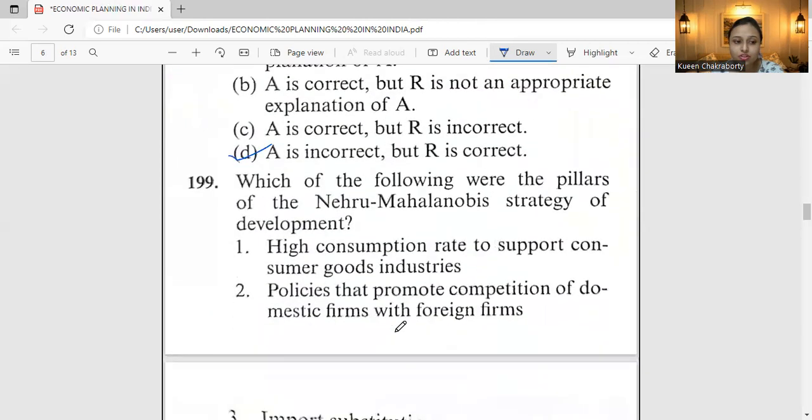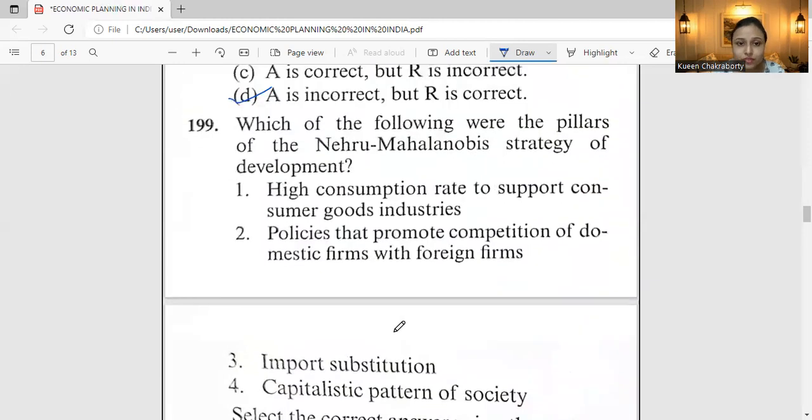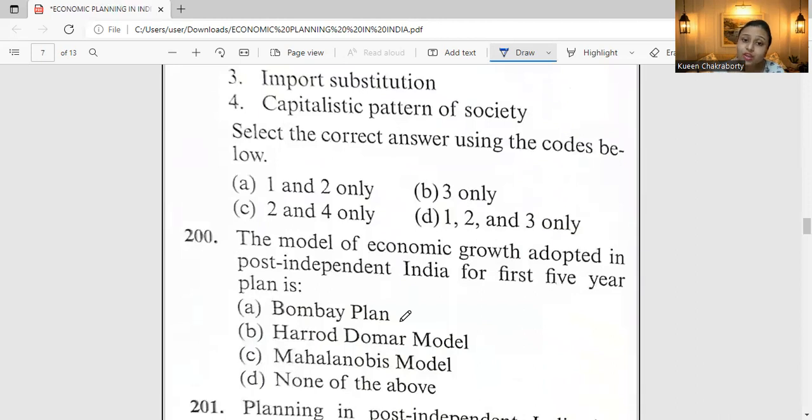Next, moving on to question number 199. Question 199 says, which of the following were the pillars of the Nehru-Mahalanobis strategy of development? High consumption rate to support consumer good industries, policies that promote competition of domestic firms with foreign firms, import substitution, capitalistic pattern of the society. Okay. So we have the codes here, that is 1 and 2, 3 only, 2 and 4 only, 1, 2 and 3 only.